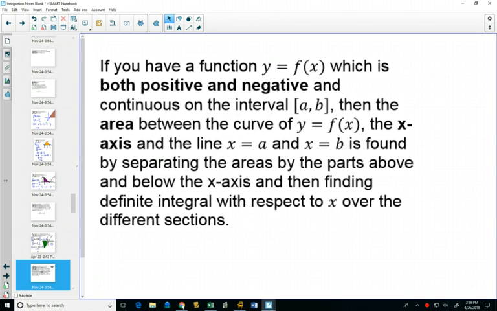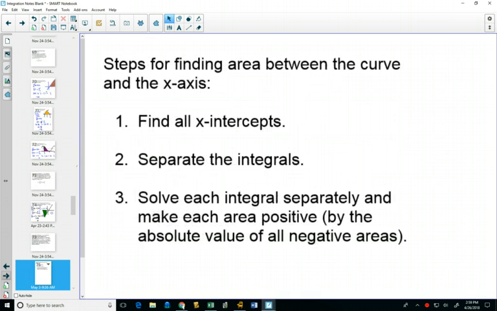These can't be done with calculators? They can be, but you still have to find your x-intercept and do them in separate parts. Can't be done all at once. So, what do we have to do? We have to find all of our x-intercepts. We have to separate the integrals into the sections which include those x-intercepts and solve each one separately by making all the areas positive by using absolute values in the negative sections.